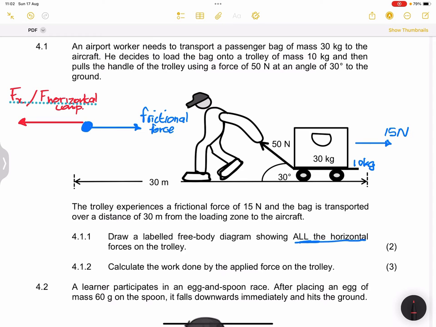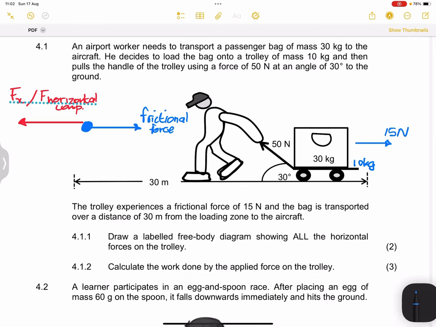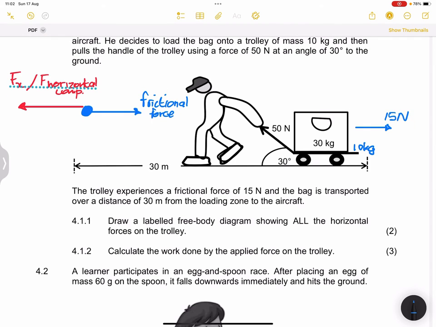And please remember, ladies and gents, that when you are given a mark allocation, it's an indicator of how many marks, or rather how many forces, especially when you are drawing a free body diagram, it indicates to you how many forces there are in that diagram.